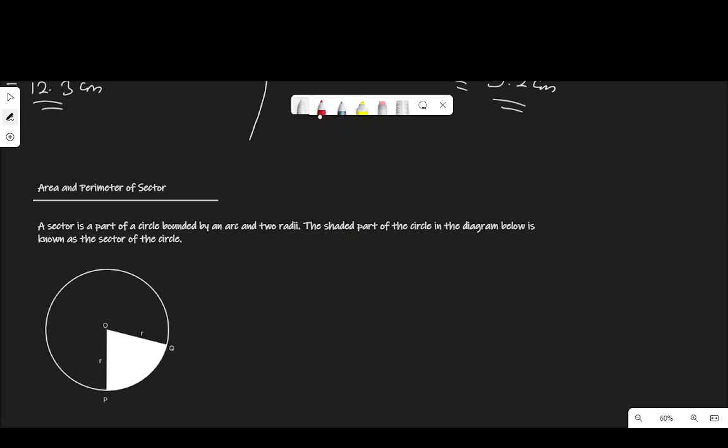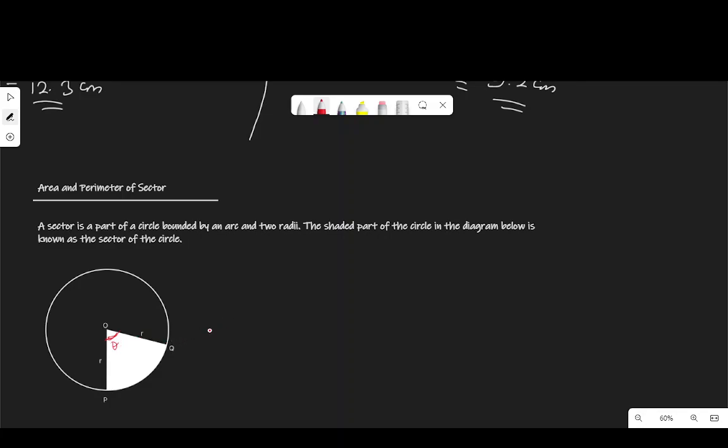To start with, what is a sector? A sector is formed when two radii meet at the center of a circle, center O in this case, and then this shaded portion in white is what we call the sector of a circle. It's like dividing a circle into several segments, and then one of it is shaded. That shaded part is what we call the sector of a circle. And this sector, of course, subtends an angle theta at the center of the circle.